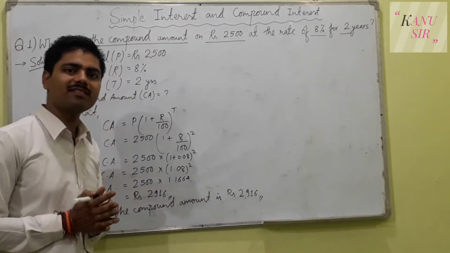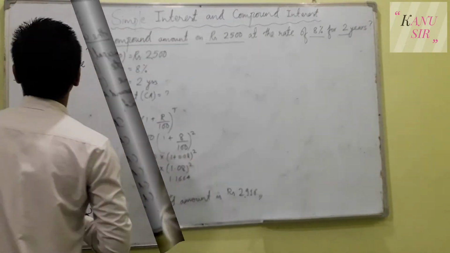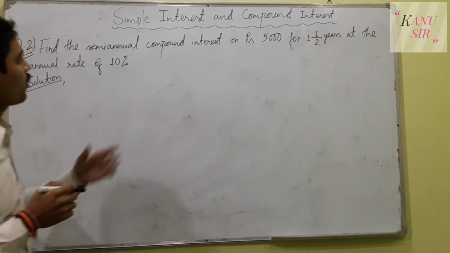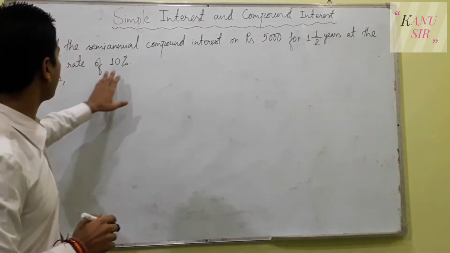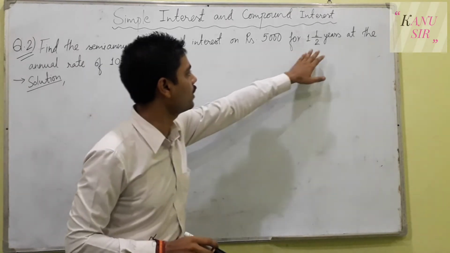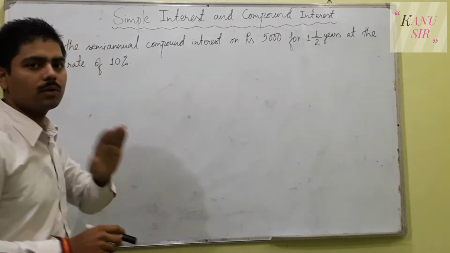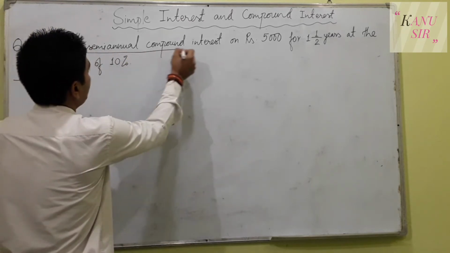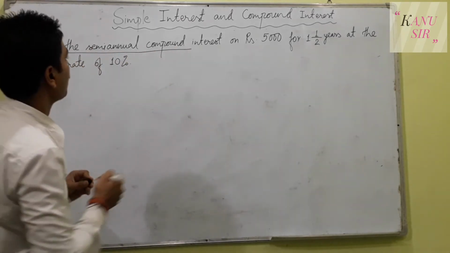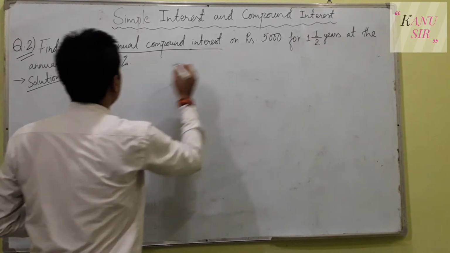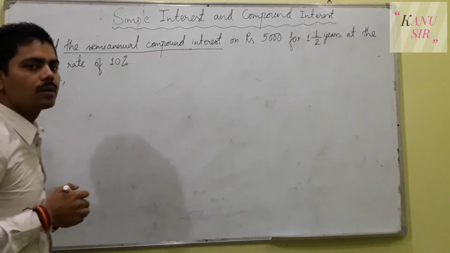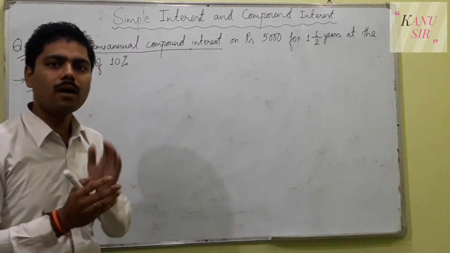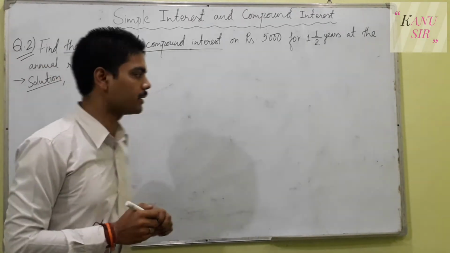Now let us go to the next question, question number 2. In question number 2, the question is almost the same, the given data are the same: principal, time and rate. But one thing is different here, the condition is semi-annual compound interest. It means the compound interest is asked and the condition is semi-annual. Semi-annual means a person has to pay interest every 6 months in a year.